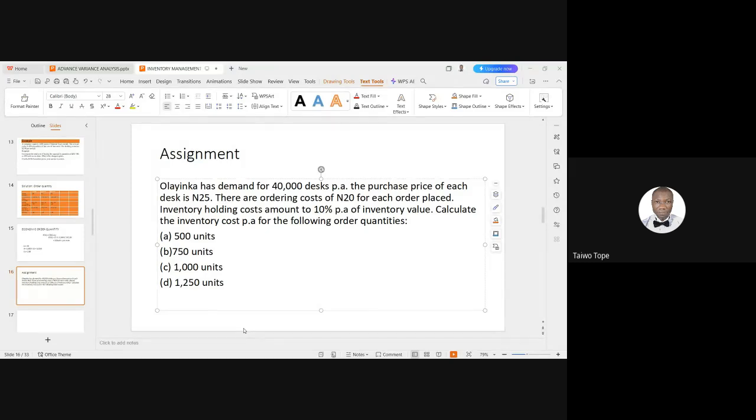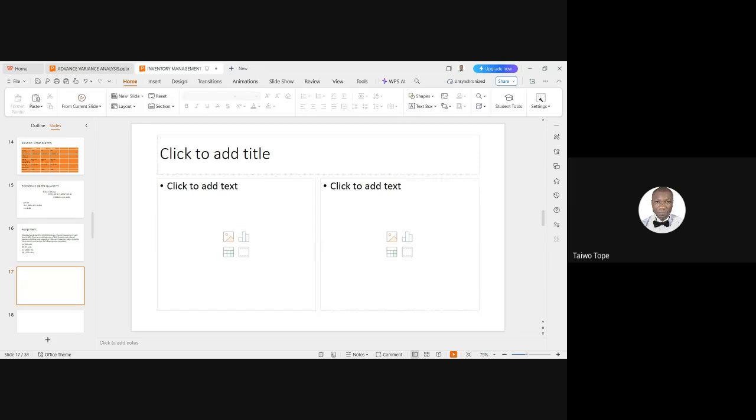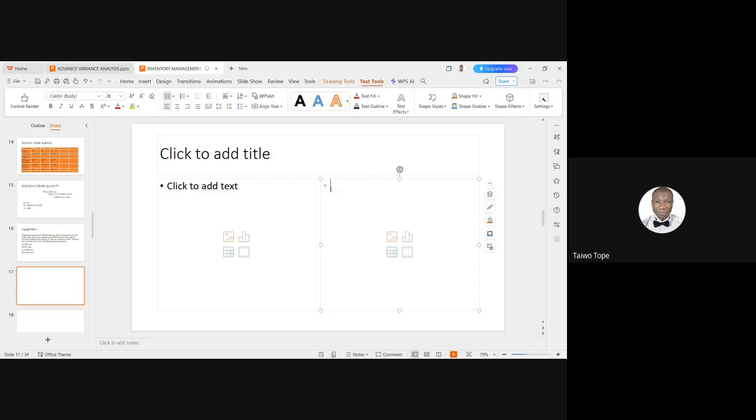So the just-in-time system is an inventory management system where materials are purchased or produced only when they are needed, not in advance. That is just in time.